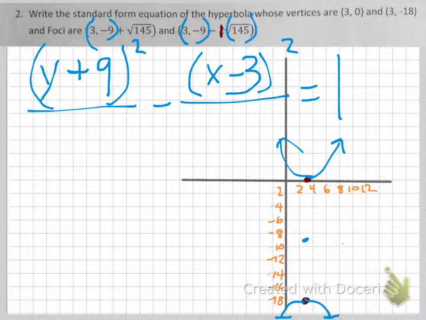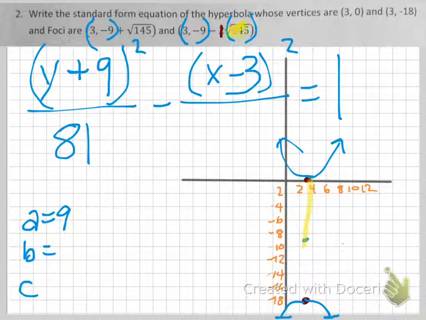A is the length from the center to the vertex. That's the distance right here of 9. So we can plug that in. 9 squared is 81. Okay, that's got to go into our y term. And then our b squared term has got to go under our x. So we need to find out what b is. We know a is 9. We're looking for b. And then c is given away in our focus point. Since our focus points are c units away from our center, then our c value is root 145.